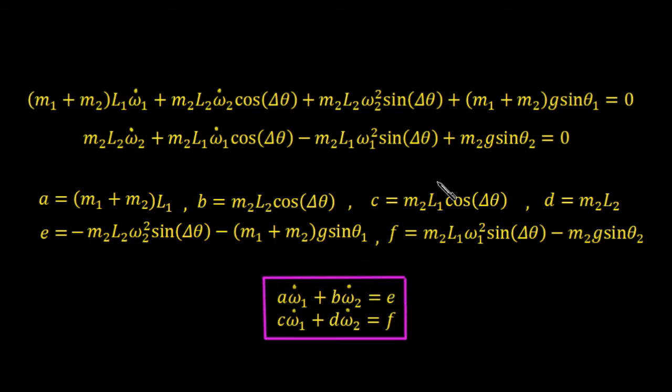And then we look at the term down here, so term C is going to be m2L1 cos delta theta. So what's left over is our omega 1 dot, so that's C times omega 1 dot. And then the D term is m2L2.